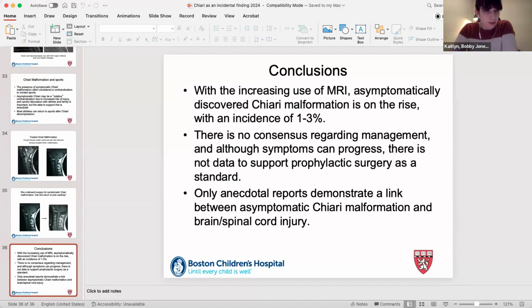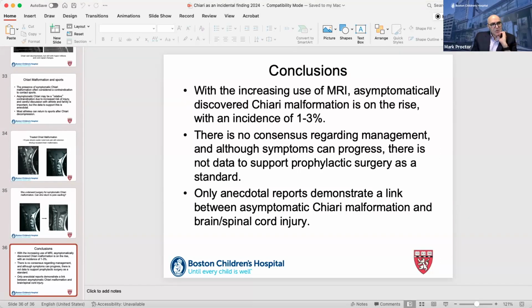There was a question about concussion, since you were talking about sports participation. Can a concussion cause a Chiari, or could one make it more likely that a Chiari might become a problem in the future? I know you talked about it a little bit, but can you speak to concussion specifically?